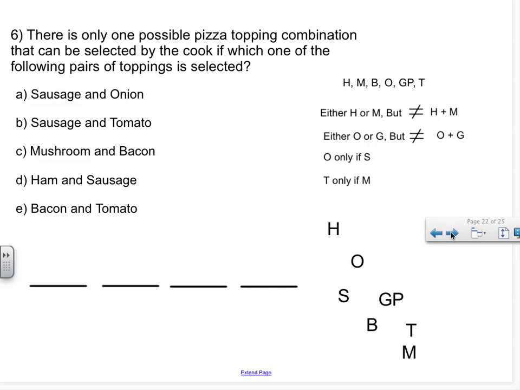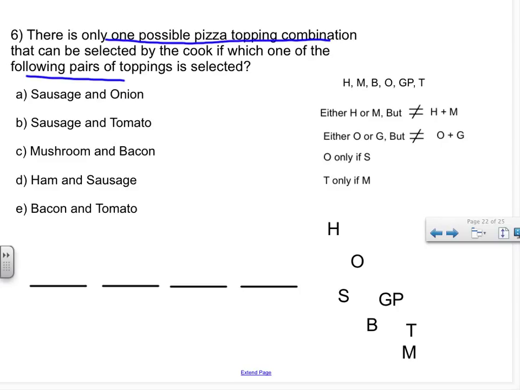Please take a moment to read through question 6. Press pause, and when you're ready to continue, press play. So question 6 reads as follows. There's only one possible pizza topping combination that can be selected by the cook if which one of the following pairs of toppings is selected. So one possible pizza topping combination if the following pairs is selected.